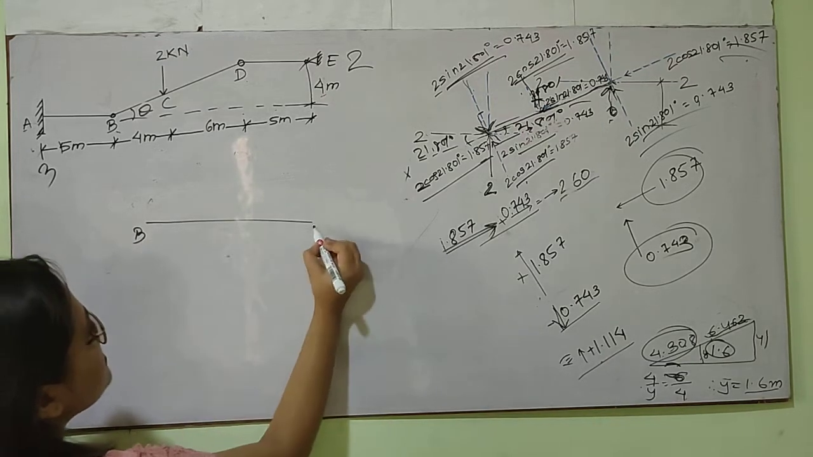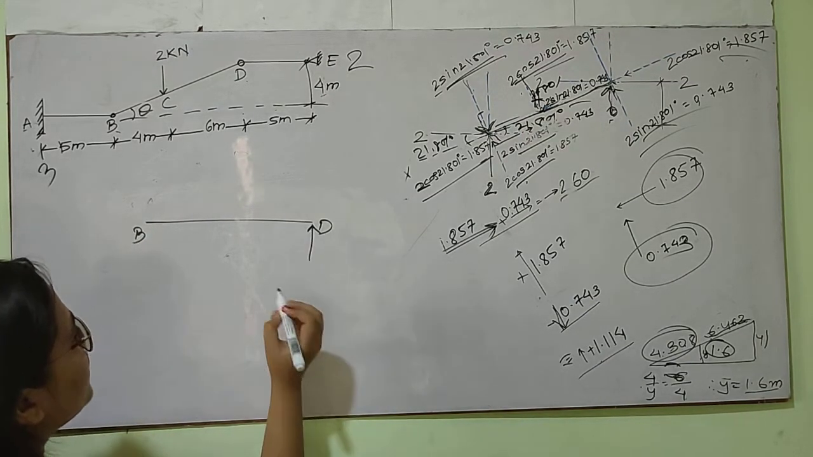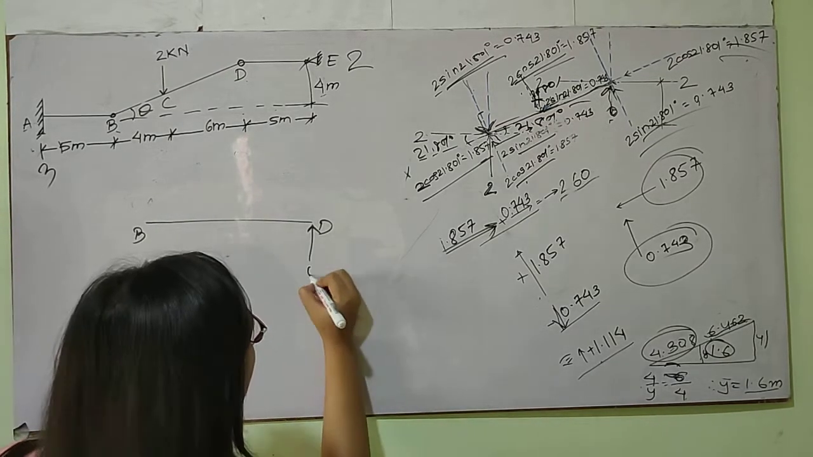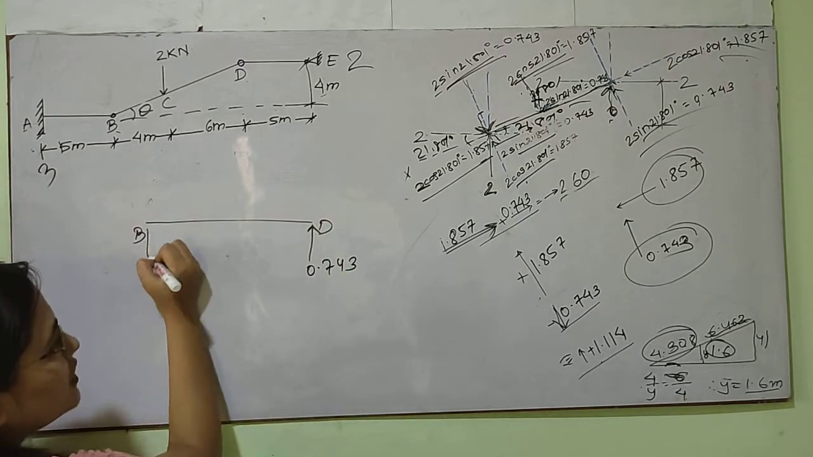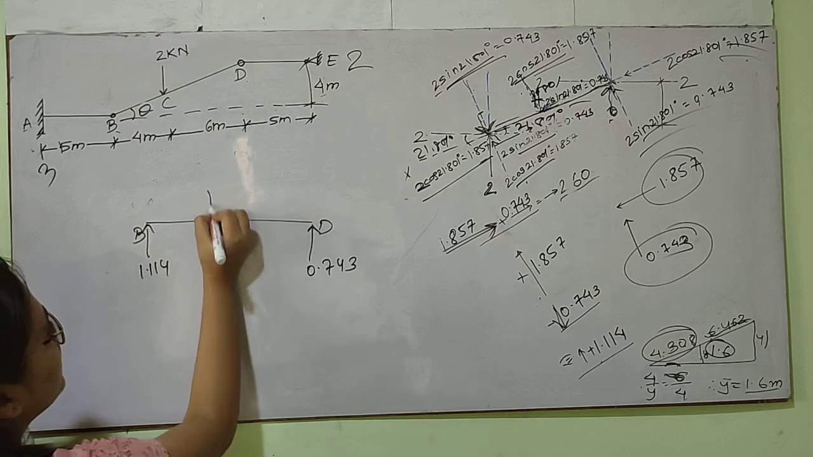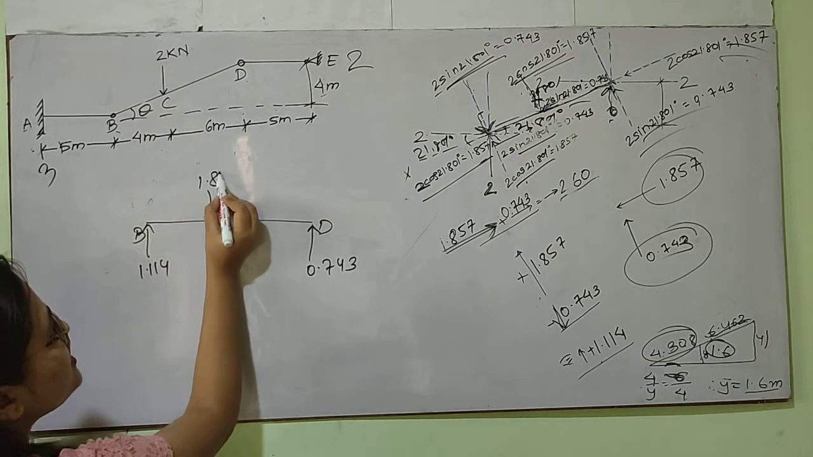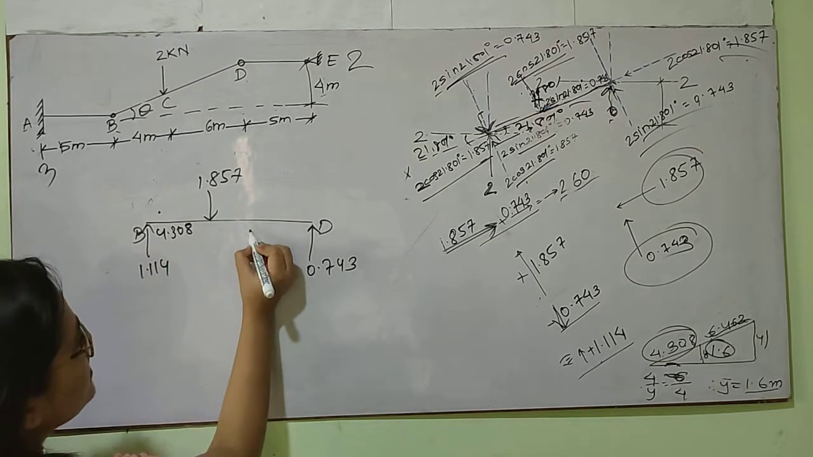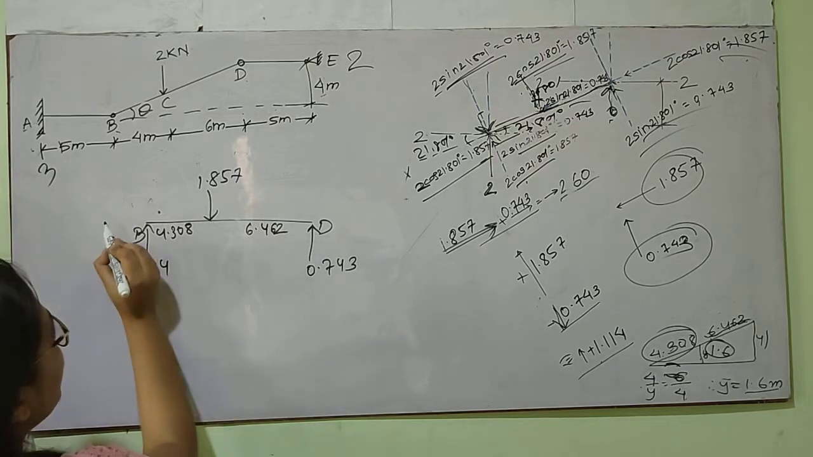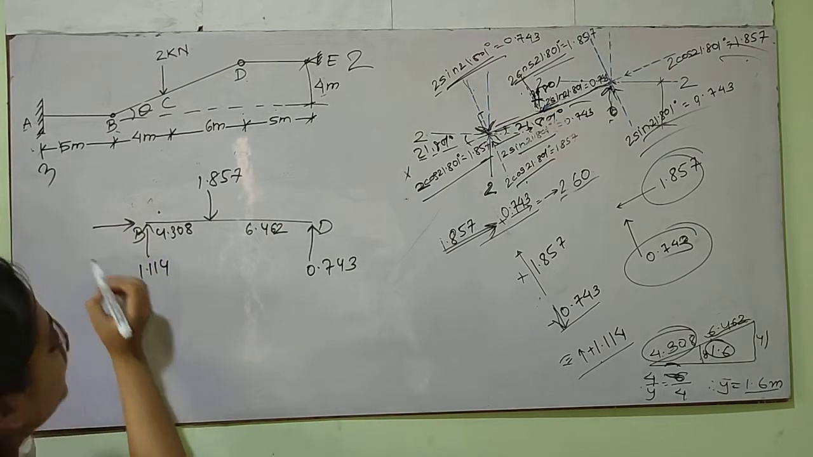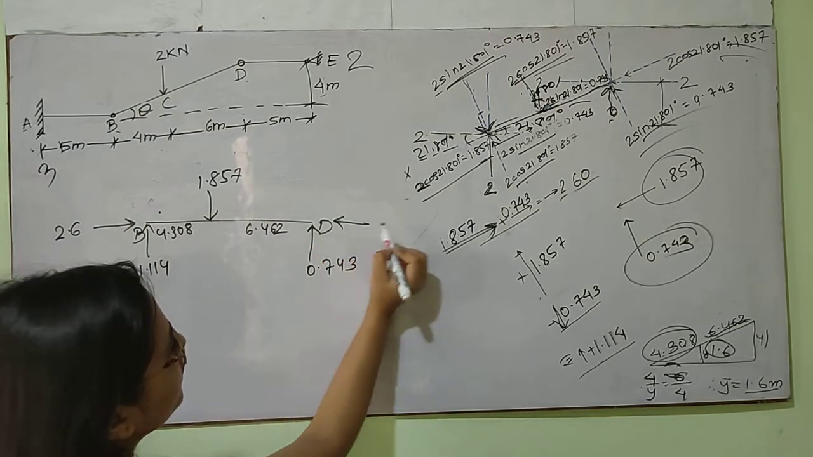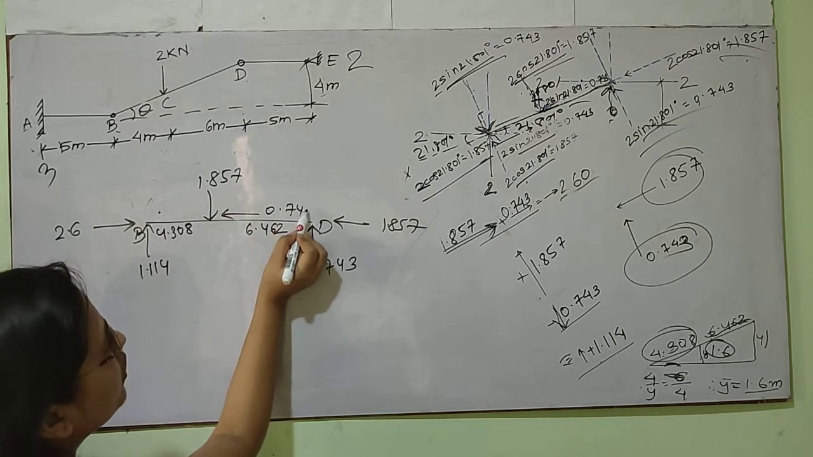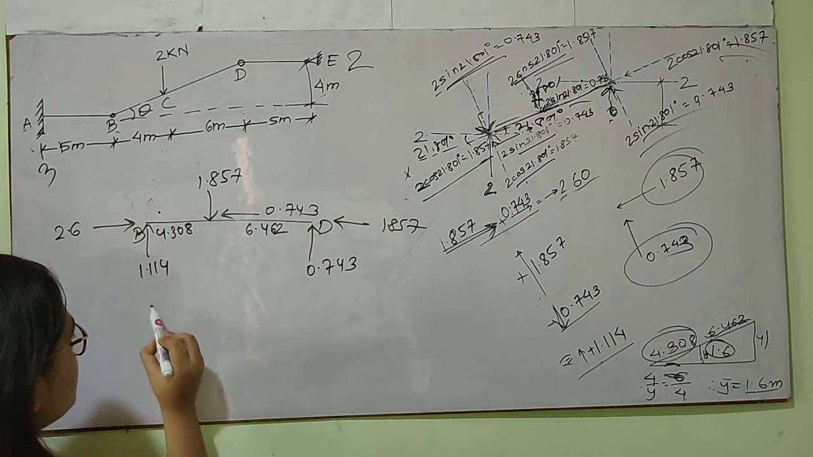So this is B and this is D. So this D will be 0.743, and this will be 1.114. This is resolved and we got it as 1.857. This value is 4.308, and this is 6.462, and this will be 2.6, and this will be 1.857, and this is 0.743. So I'll draw the axial diagram first.